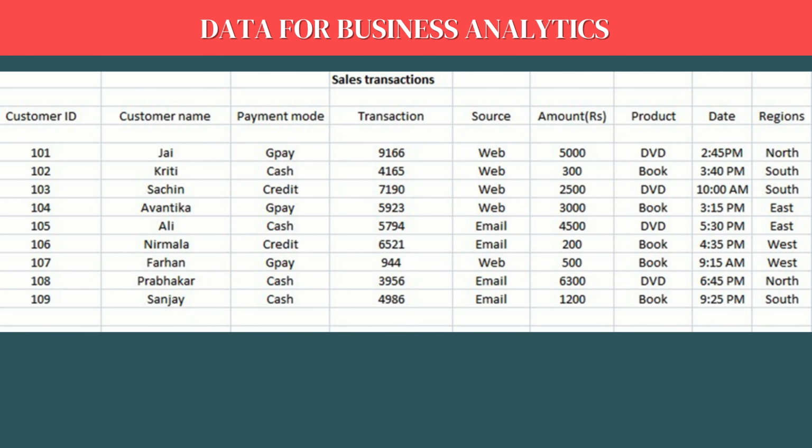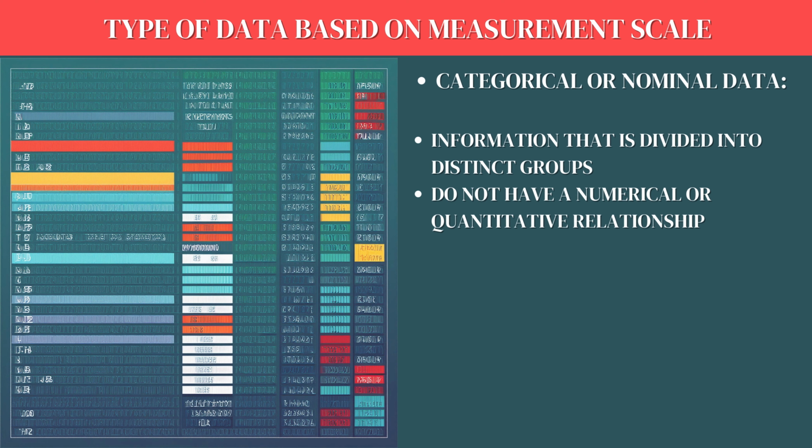Let us take an example of data and how it can be used. Let's discuss the types of data based on measurement scale. Categorical or nominal data. Categorical or nominal data refers to information that is divided into distinct groups or categories based on a specific characteristic. These categories do not have a numerical or quantitative relationship with one another. In other words, they are not ordered or ranked in any way.